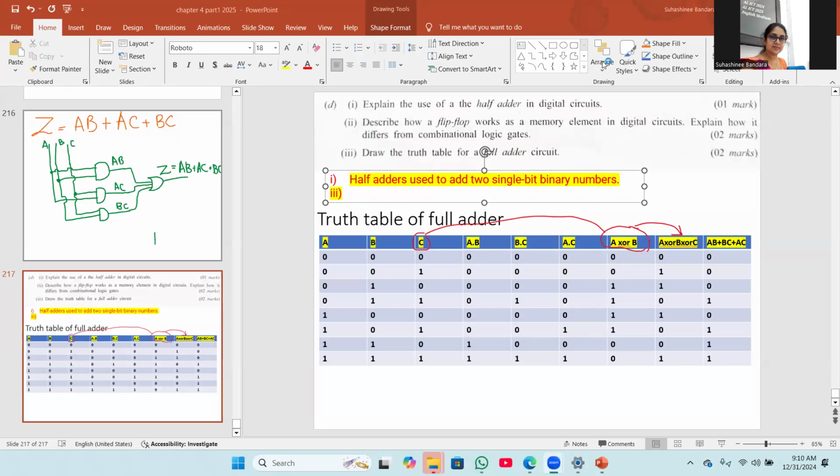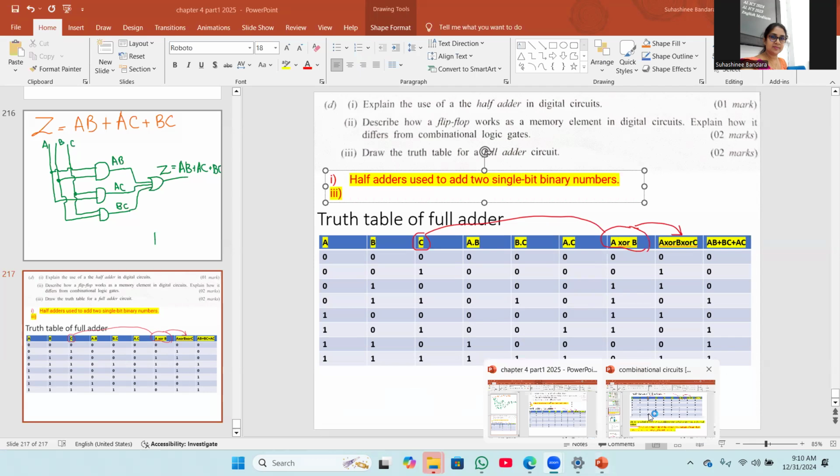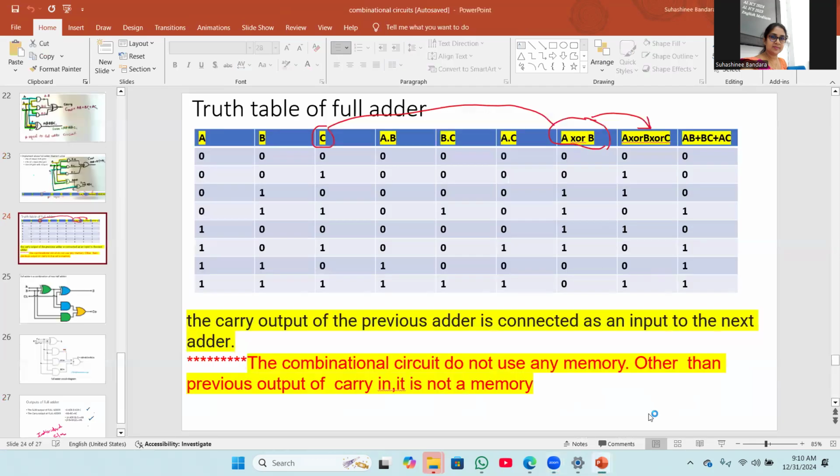Truth table of full adder, we can take A XOR B XOR C. Output will be 0, 1, 1, 0, 1, 0, 0, 1. Then AB plus BC plus AC: three zeros, one 1, then 0, three ones. Okay, if you have good practice, then you can write it quickly. If not, then it will be a little bit hard for you to memorize it.